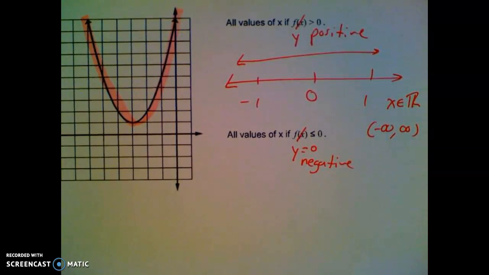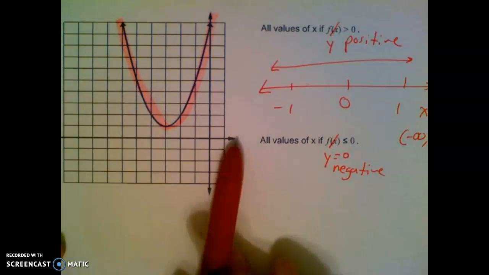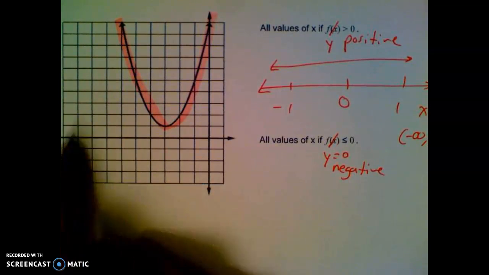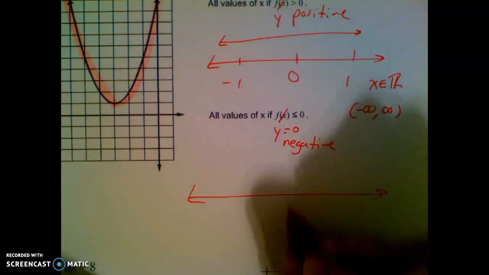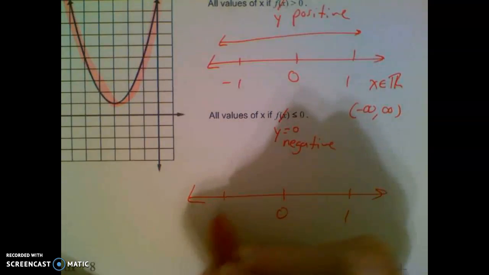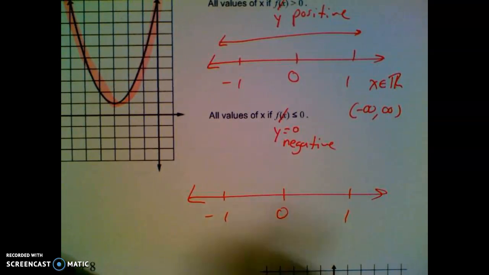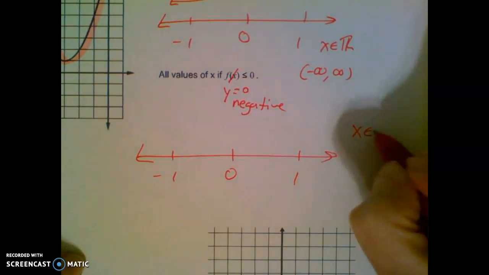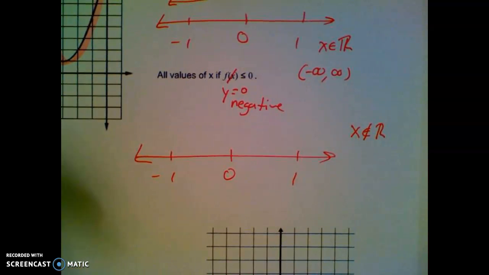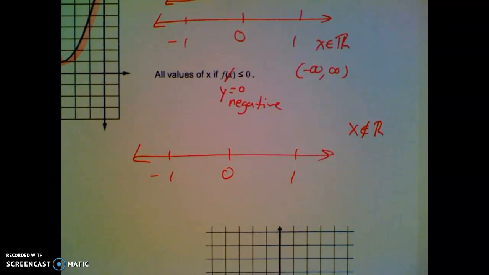Okay, well, look at your graph. Where is this graph below the x-axis? Well, if it's above everywhere, it's obviously below nowhere. So I'm going to take a number line. I'm going to use the exact same numbers. And where is this guy negative? Nada, nothing. So just leave it blank. You could say x is not an element of the reals, no real solution, however the answer makes sense for the context I'm asking it.